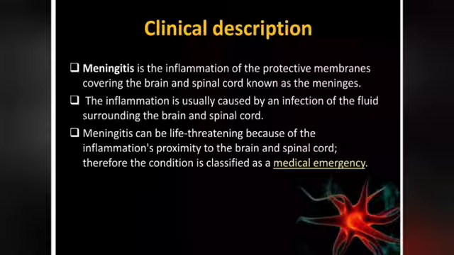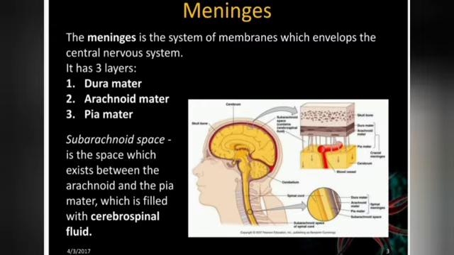The meninges have three layers. The first one is the dura mater, the second one is the arachnoid mater, and the third one is the pia mater. Let's see what the subarachnoid space is. It is the space that exists between the arachnoid and the pia mater, which is filled with the cerebrospinal fluid.